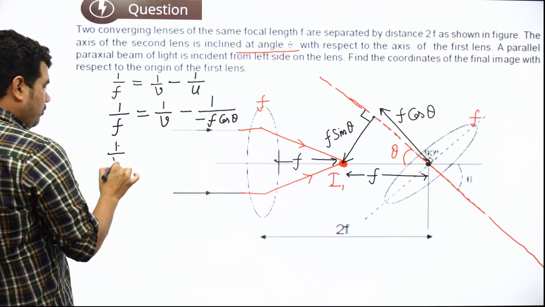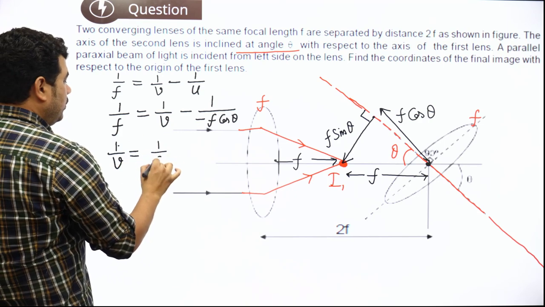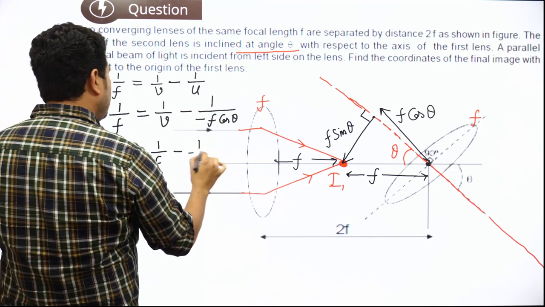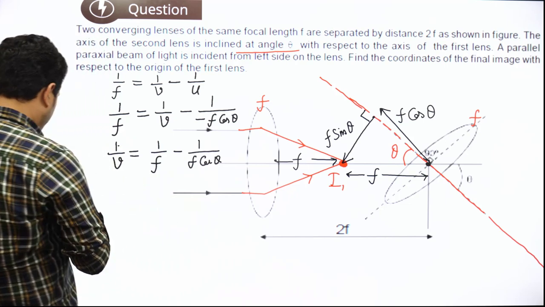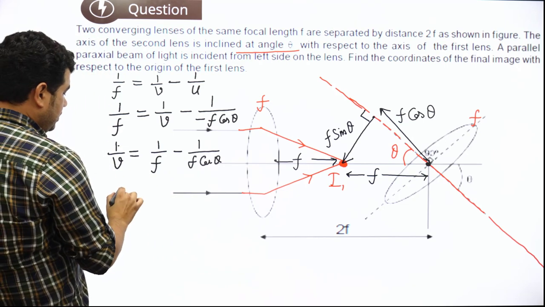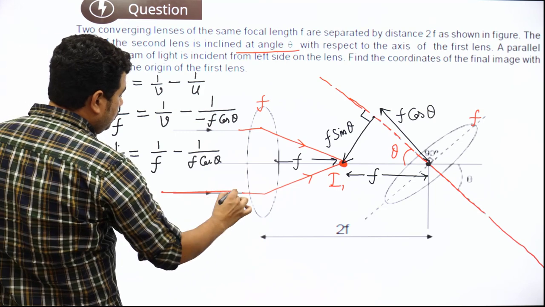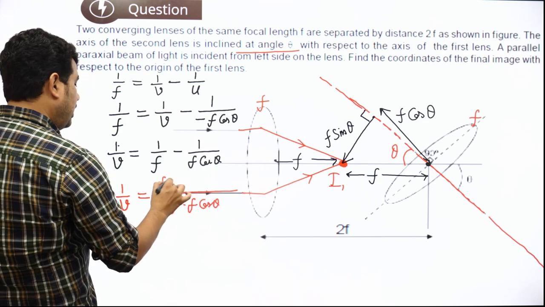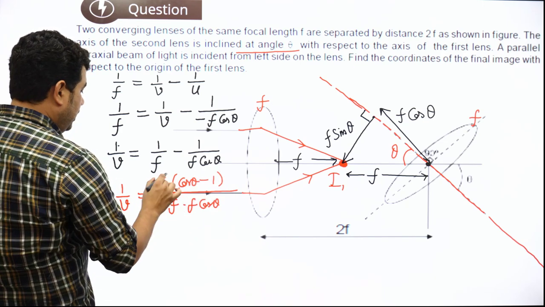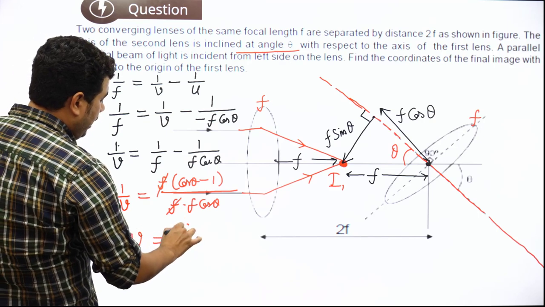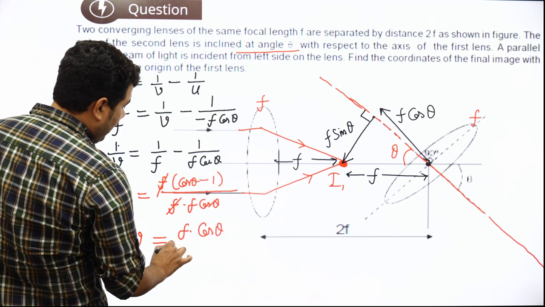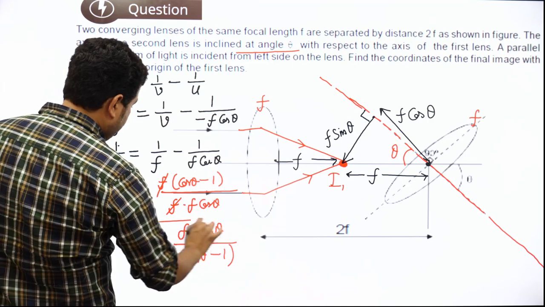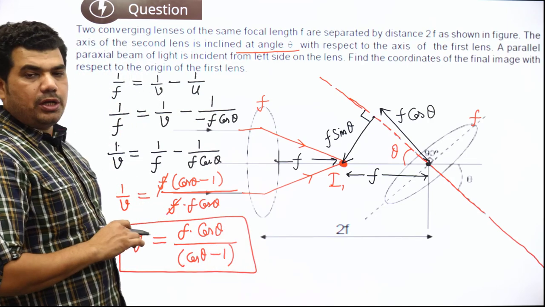Now you can say, bacho, 1 upon V is equal to 1 upon F. Got it? Plus, so when we transfer, it will be minus 1 upon F cos theta, and from here you can see that 1 upon V is equal to F cos theta minus F over F into F cos theta. F will be cancelled out, and V you have is F cos theta divided by cos theta minus 1. Got my point? This is actually V.